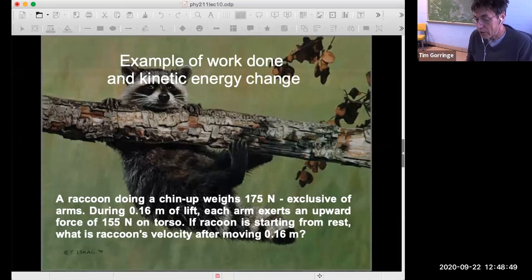And what we've got to figure out, so imagine you're the raccoon, you're just doing this chin-up, your torso weighs 175 newtons, you're applying with your left and right hands 155 newton forces to lift yourself up. But if you started from rest, after you've pulled yourself up, that's 16 centimeters, that 0.16 meters, how fast are you going? That's an interesting question.